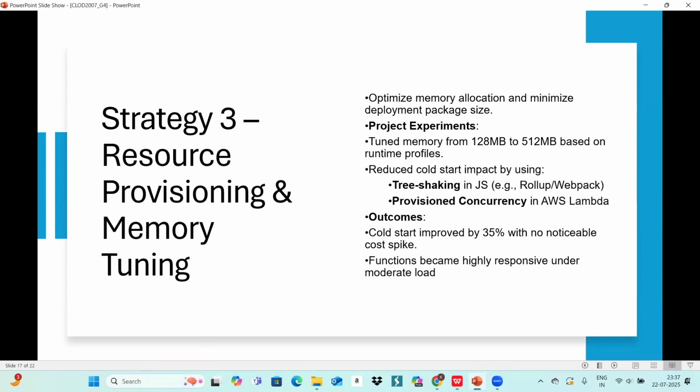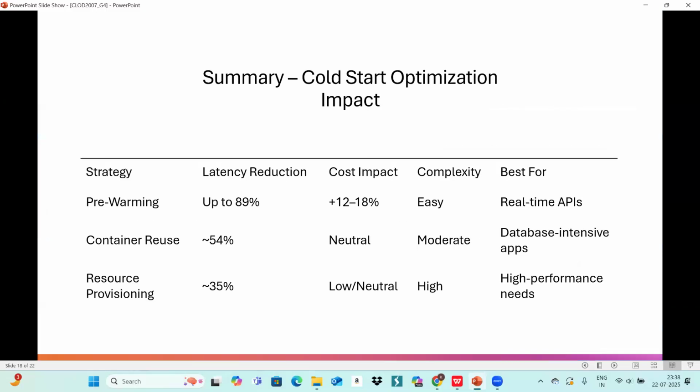The cold start time improved by 35%, especially under moderate loads. More importantly, we did not observe any major cost creep. So it's a sustainable strategy for performance-sensitive workloads. Resource tuning is a low effort, high impact method that can be applied, especially by adjusting the platform configuration files.